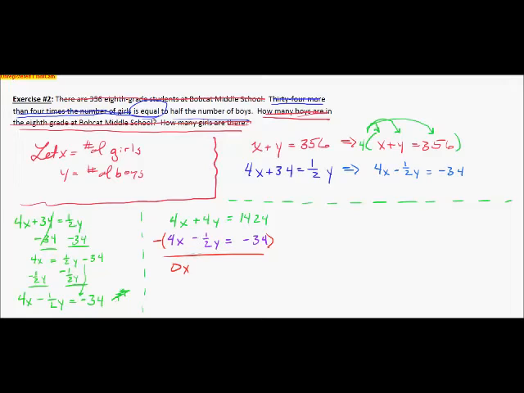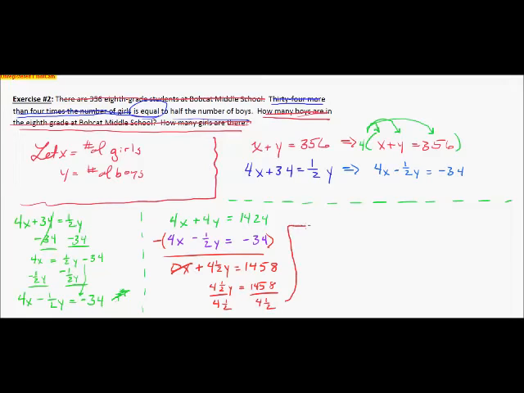4y minus a negative half, well, that is really going to be addition, so that's going to be 4.5y. And if I take 1424 and again I subtract a negative 34, that's really 1424 plus 34. So what am I going to get there? I'm going to get 1458. Alright, so really it boils down to, since this is elimination, that is eliminating right there. It's 4.5y equals 1458. Alright, and then we're going to divide by 4.5 on both sides.